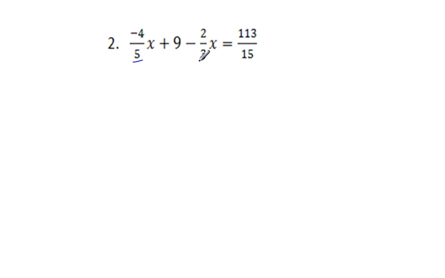And this one looks a little scarier. But we have a 5, a 3, and a 15. The least common multiple of 5, 3, and 15 is 15. So that's the number I'm going to multiply everything through.